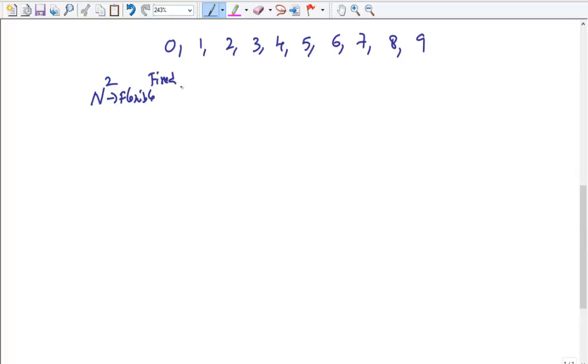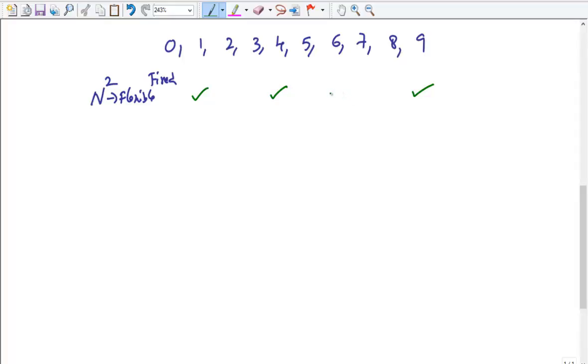Fixed one is like we have already fixed it, 0. Now 1 square is going to end with 1. 2 square is going to end with 4. 3 square is going to end with 9. Very good. We have got at least 3 different unit digits.